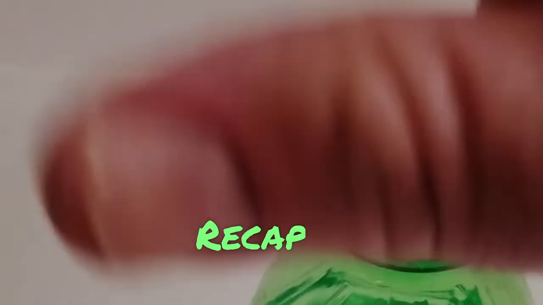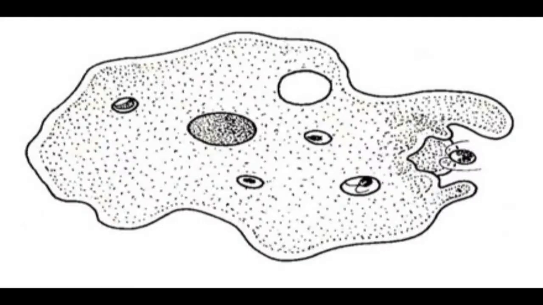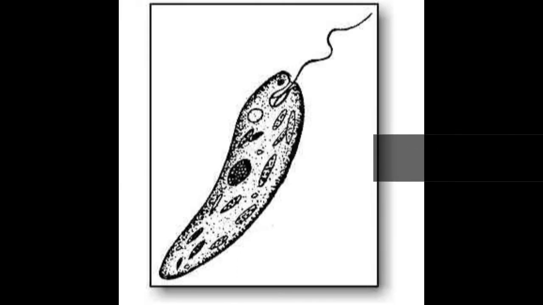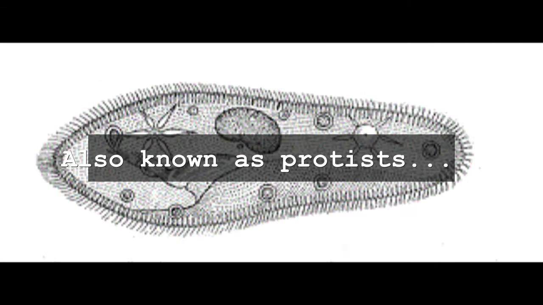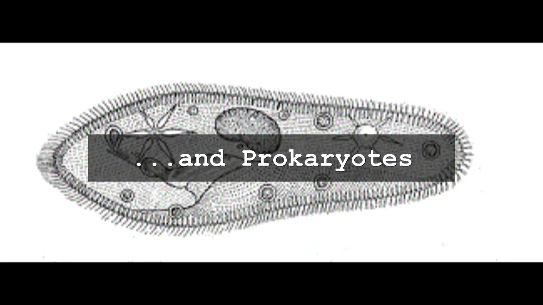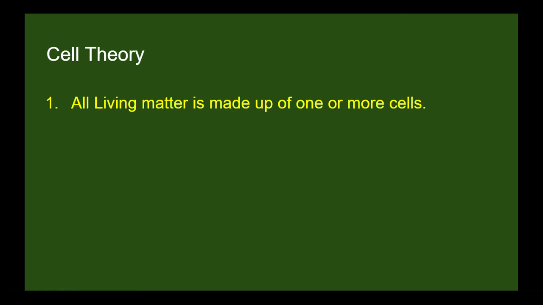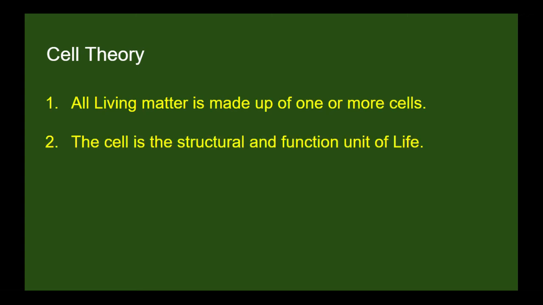Okay, before we get started, let's do a little recap. Unicellular organisms are the simplest forms of life. They're also known as protists, and we know that they are cell forms called prokaryotes. Next thing was cell theory. All living matter is made up of one or more cells. The cell is the structural and functional unit of life, and all cells come from pre-existing cells.